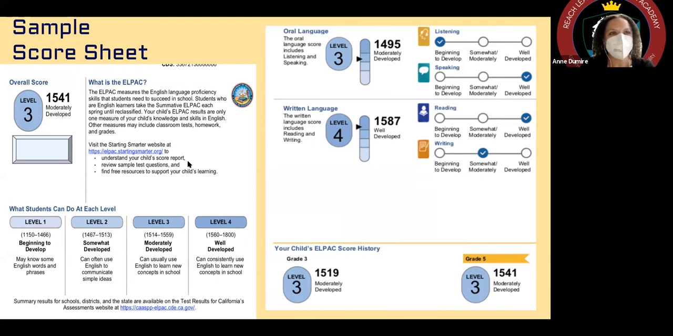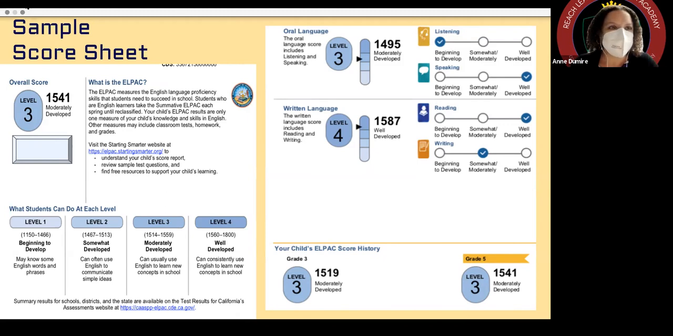When you get your score sheet, the overall score indicates the overall for all 4 of the domains: reading, writing, listening, and speaking. At the bottom, it explains the levels that we talked about for their performance, level 1, level 2, level 3, level 4. And those scaled scores underneath the levels are different by grade level, because they would need to be further developed the older they get. So it will say on your child's score sheet what the scaled scores need to be to fall into each of those ranges.